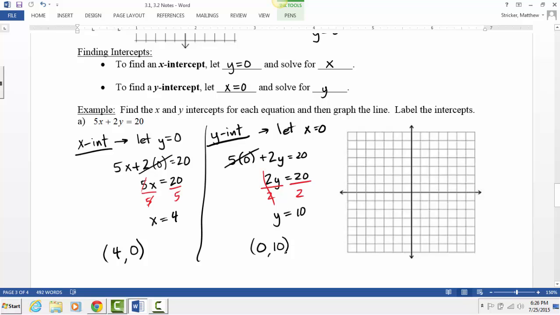So we can go ahead and graph those. I'm going to label these hash marks by 2 this time, so this would be 2, 4. So my x-intercept is at 4, 0, and my y-intercept is at 10. So if we go by 2's, we have 2, 4, 6, 8, 10. So that point could be the point 0, 10. We got our 2 points, which means we can graph the line.